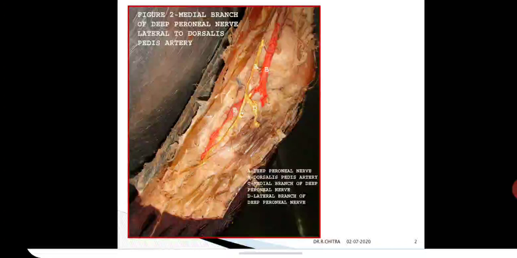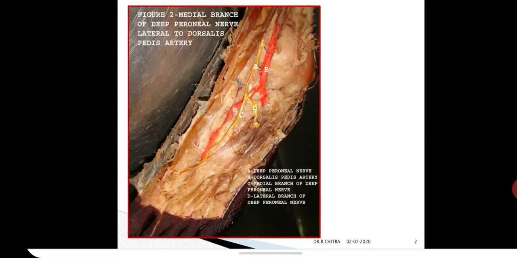What is the muscle present in the dorsum of the foot? One muscle. Extensor digitorum brevis. What is its nerve supply? Deep peroneal nerve. What is the artery in this compartment? Artery in the compartment is the dorsalis pedis artery.